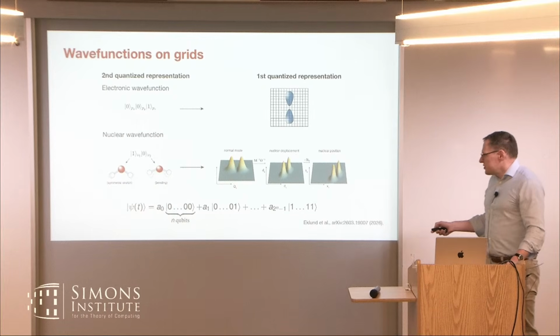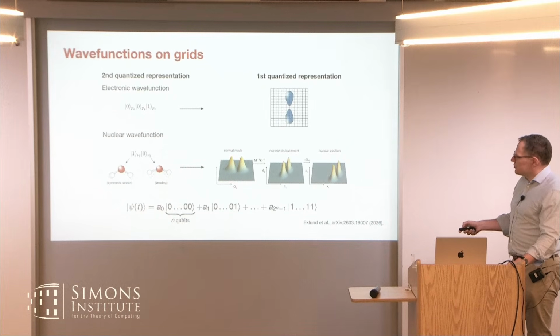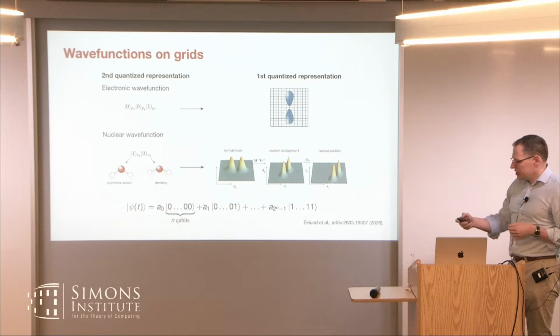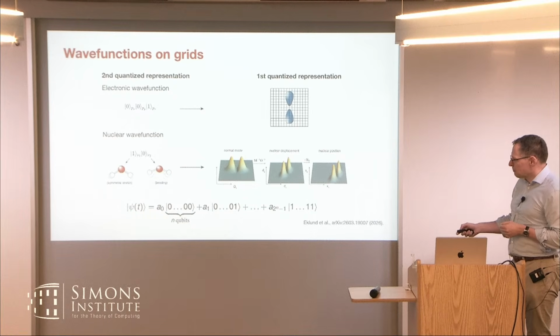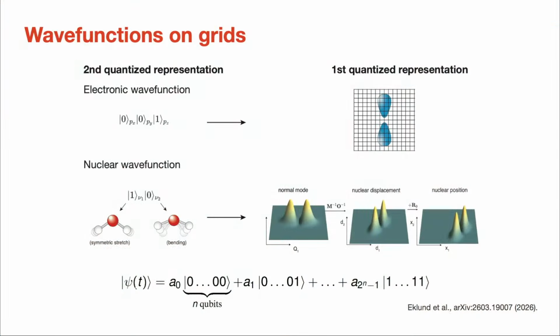But when I say that this is a wave function on a grid, what I mean is, for example, that if I have a one-dimensional grid, I have n qubits to represent 2 to the n lattice points. So the leftmost one is 0, 0, 0, then it's 0, 0, 1, then 0, 1, 0, and so on, all the way to 1, 1, 1, with some amplitudes between them. And this is a 2-dimensional plot of a wave function like that.